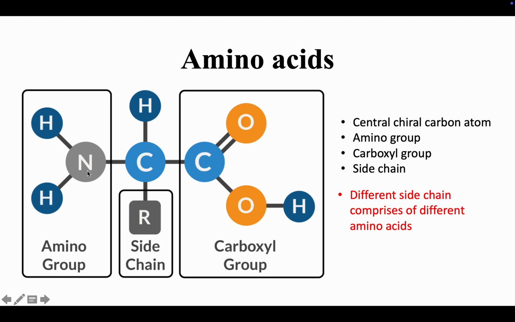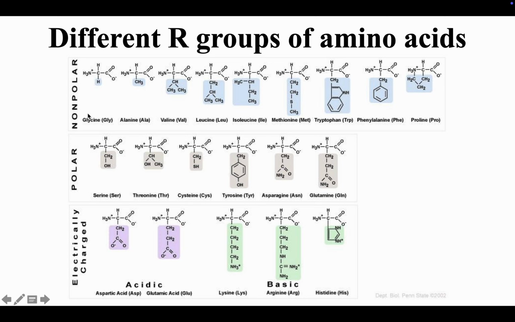The average molecular weight of an amino acid is taken to be 110 Dalton, and accordingly we can calculate the molecular weight of a protein depending upon the number of amino acids present in the protein. Now what are the different R groups which are present in the amino acids? We have non-polar R groups, polar R groups, and electrically charged R groups.